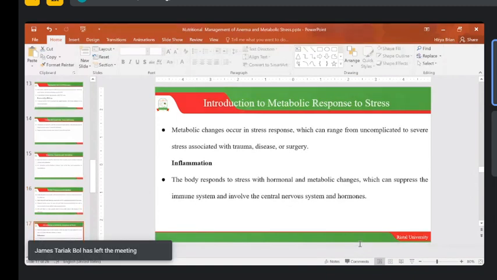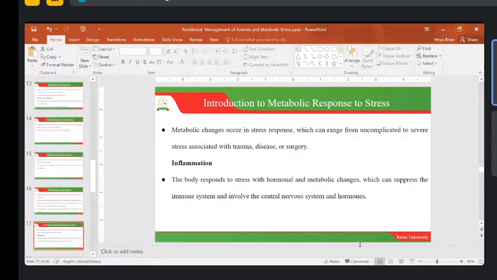So, introduction to the metabolic response to stress. What is the response that the body gives to stress? You know, the body works in a response feedback mechanism; we work in negatives and positives. If something is being contraindicated, then the other thing will be indicated, etc. So metabolic changes occur in the stress response, which can range from uncomplicated to severe stress associated with trauma, disease, and also surgery.